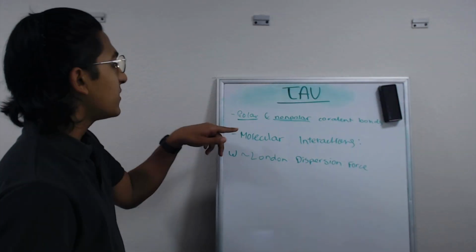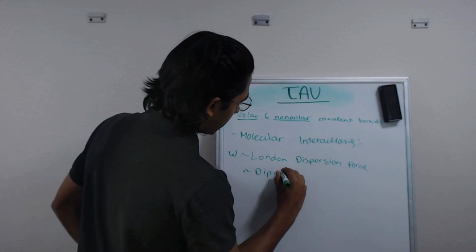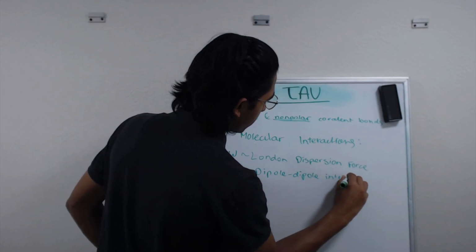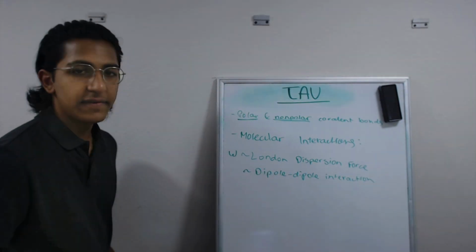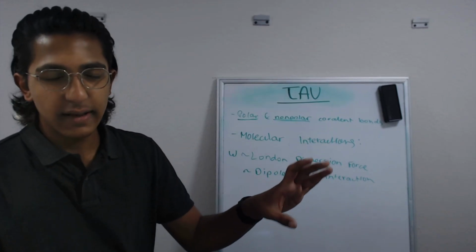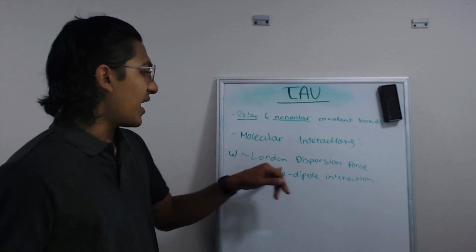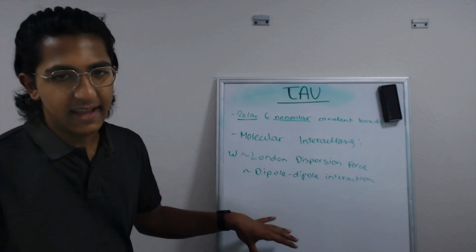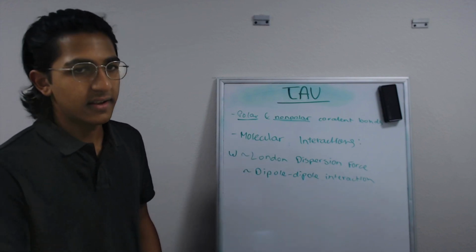Let's talk about what happens in polar covalent bonds. Polar covalent bonds are what we call dipole-dipole interaction. What is a dipole? Well, a dipole is what is formed when you have the partial positive and partial negative ends of the atom, right? What happens is they attract each other. So if you have a partial negative end, that's going to be attracted to the partial positive end, and it's going to go like that.